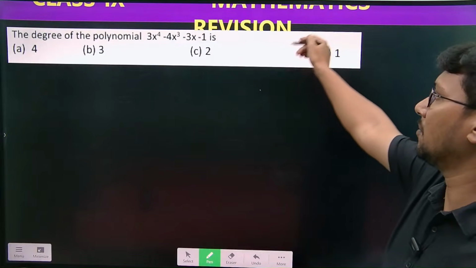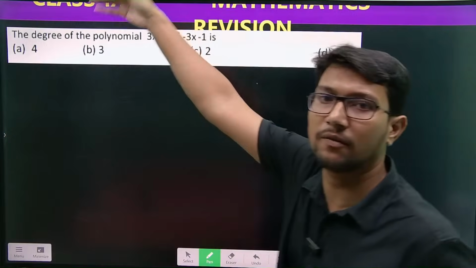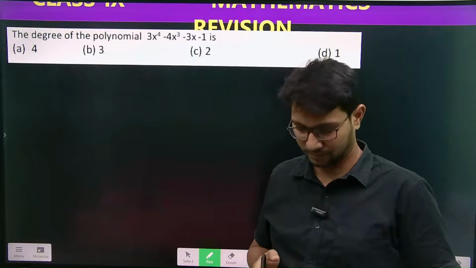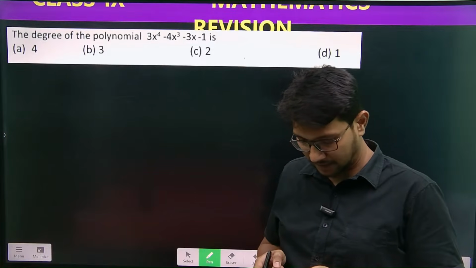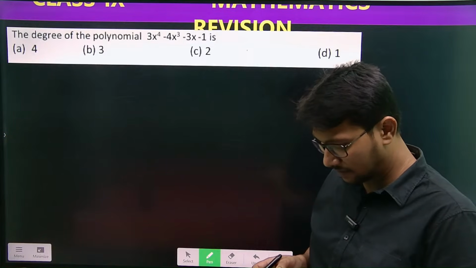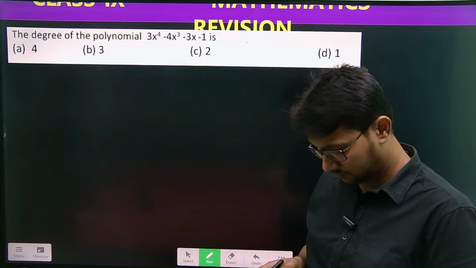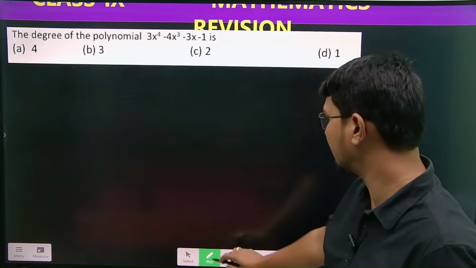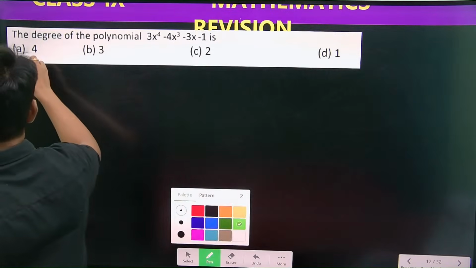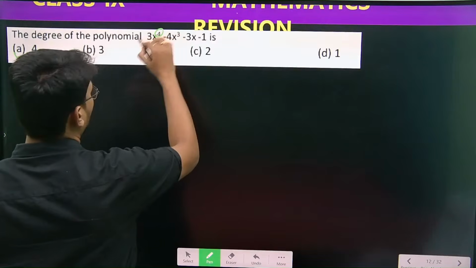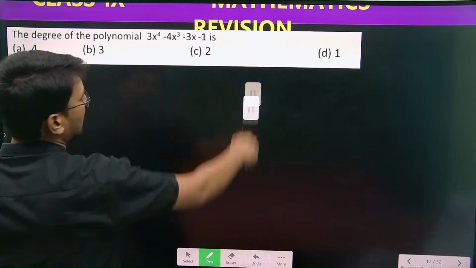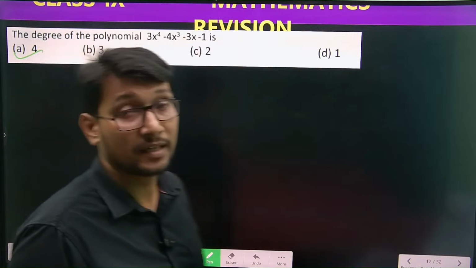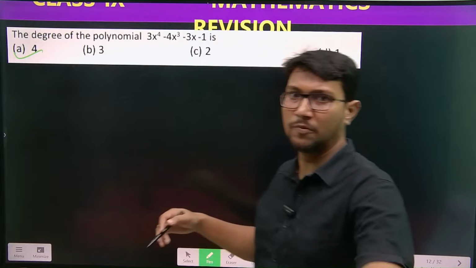The degree of this polynomial. Degree means the highest power of the variable. Tell me, what is the degree? Say it quickly. Who can say the answer? I'm expecting the answer immediately, children, without a fraction of a second's delay. Tell me. Give the answer. The answer is very good. 4 is the answer. Right, everyone? 4, because the highest power of the polynomial is 4. The highest power of the polynomial gives us what? Degree. Understood, everyone?